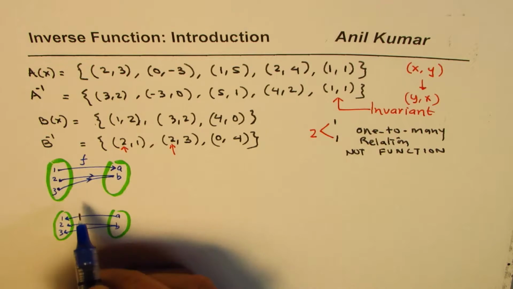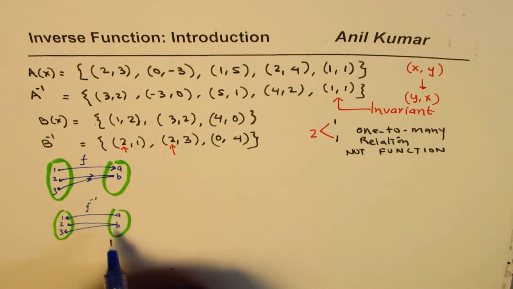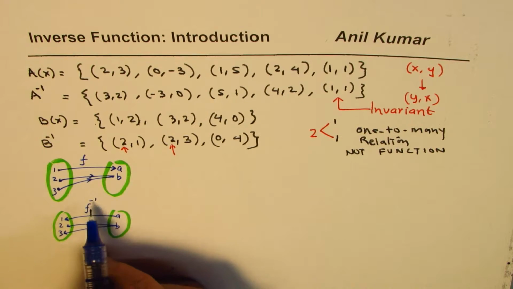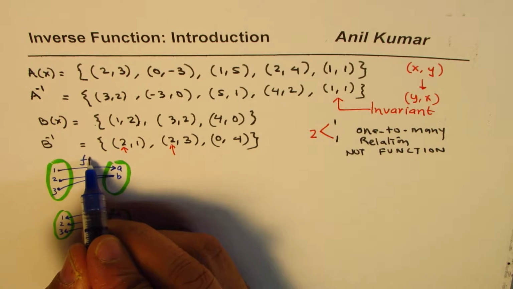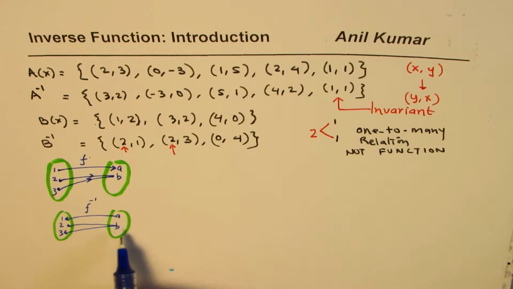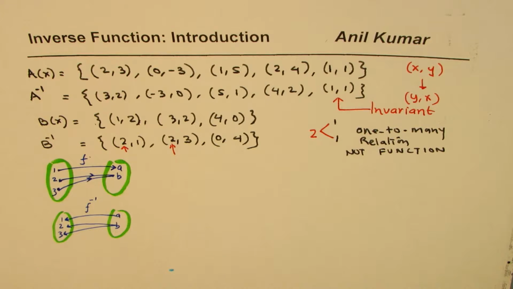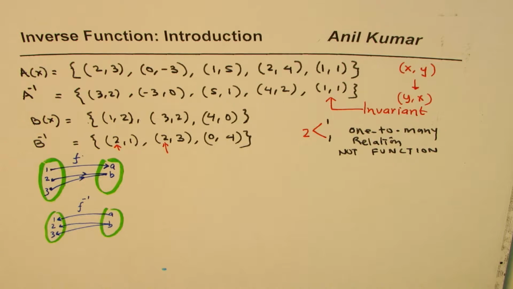So here again, this will be called f inverse, and what you notice here is f inverse is not a function. This is a function, but this is not a function since b is related with 2. So that is kind of how to create inverse of a function from the given information.